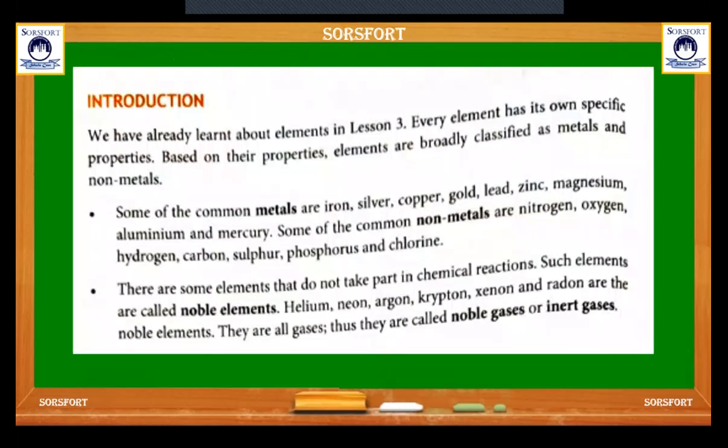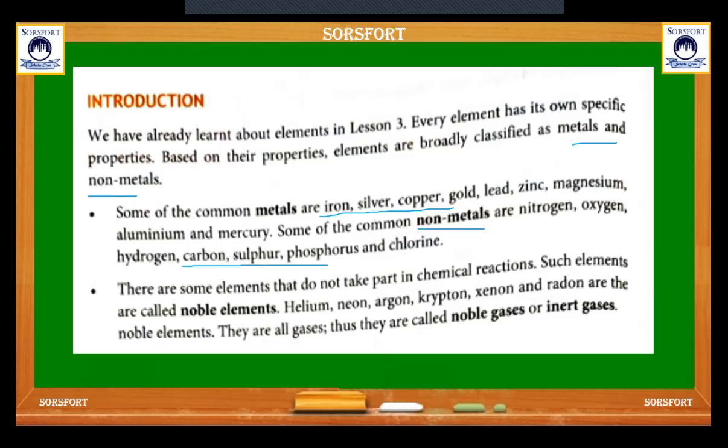So first, the introduction part. We have already learned about elements in the third lesson. Every element has its own specific properties. Based on their properties, elements are broadly classified into metals and non-metals. Some of the common metals are iron, silver, copper, gold, lead, zinc, magnesium, aluminum and mercury. Some of the common non-metals are nitrogen, oxygen, hydrogen, carbon, sulfur, phosphorus and chlorine. Here you can see most of the non-metals are gases.